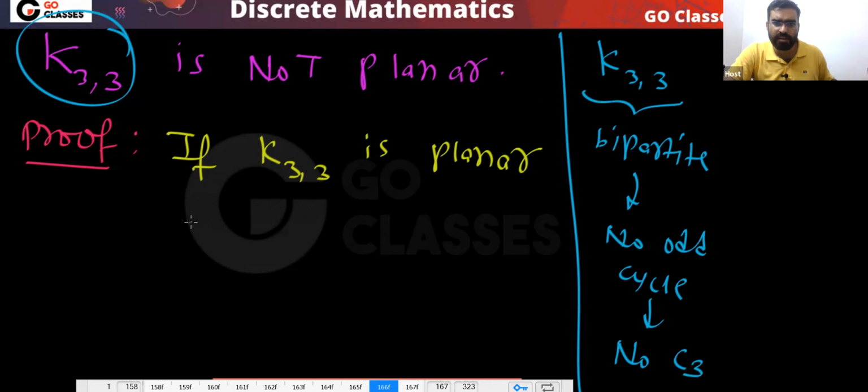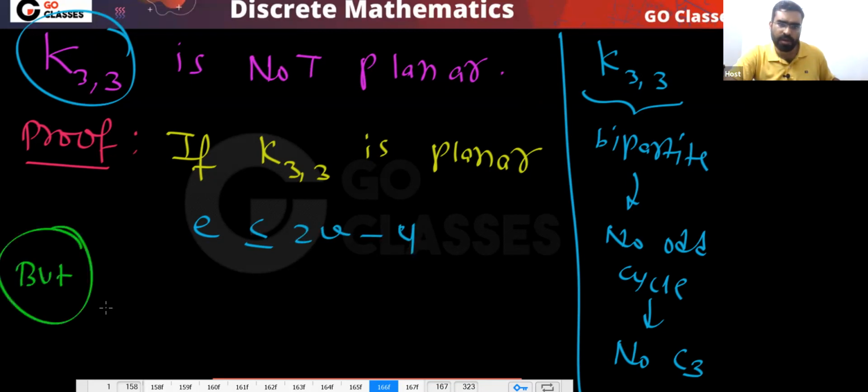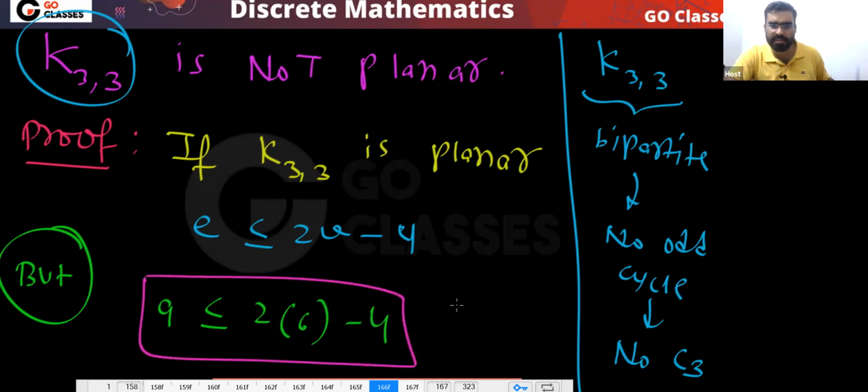Because there is no triangle, the number of edges should be less than or equal to 2v minus 4. What is the number of edges? The number of edges is actually 9, and that should be less than or equal to 2 into 6 minus 4. So that is a contradiction. This does not satisfy. Okay, so this is the idea.